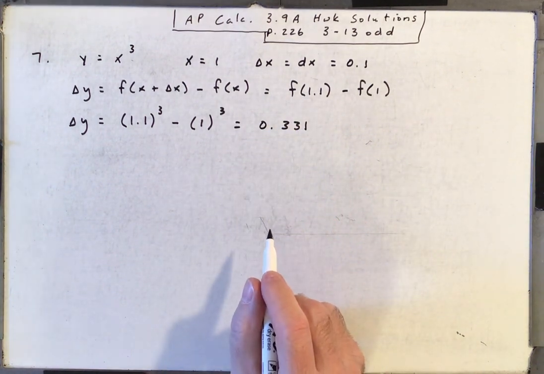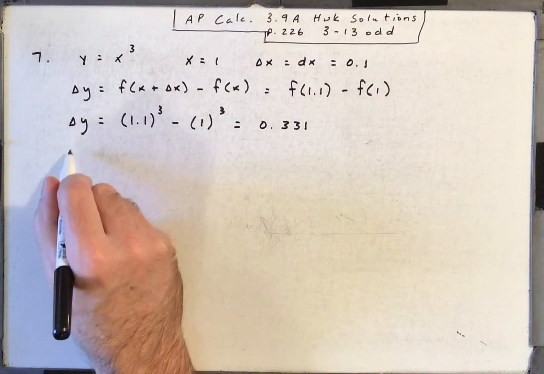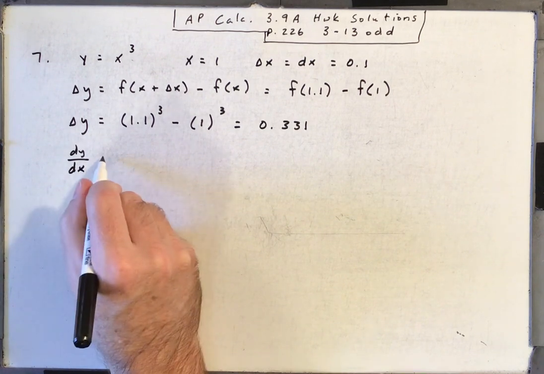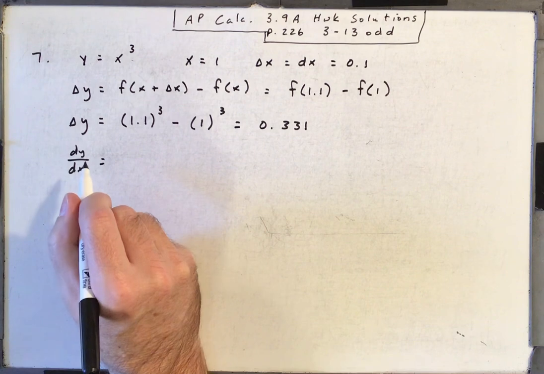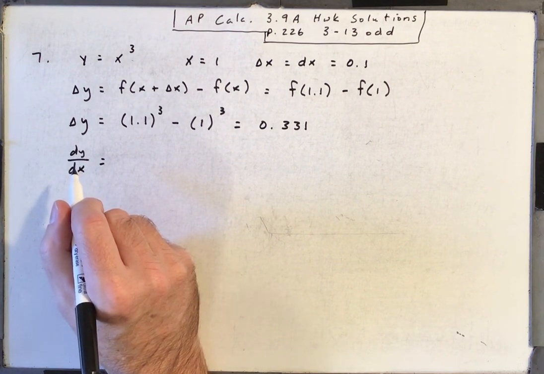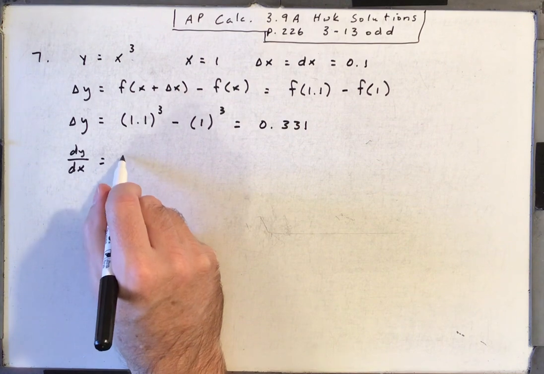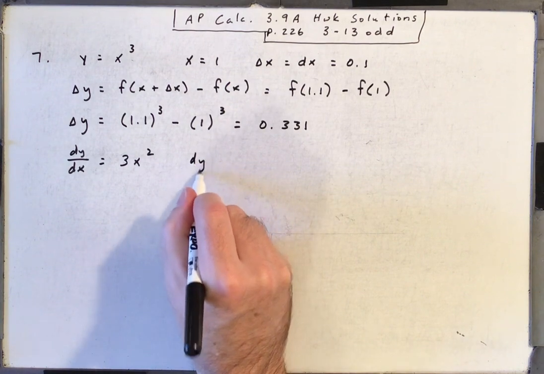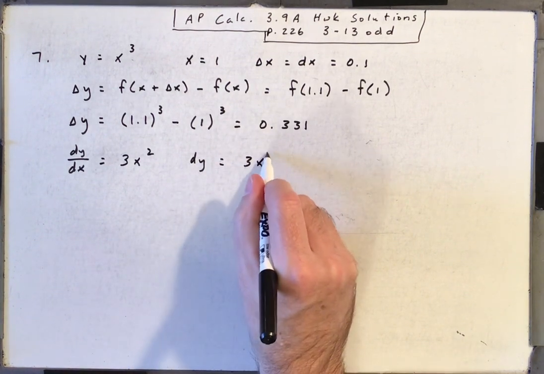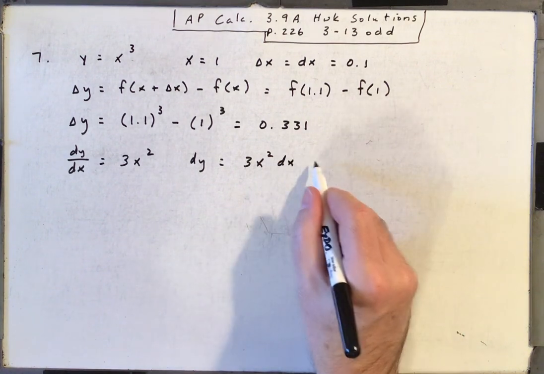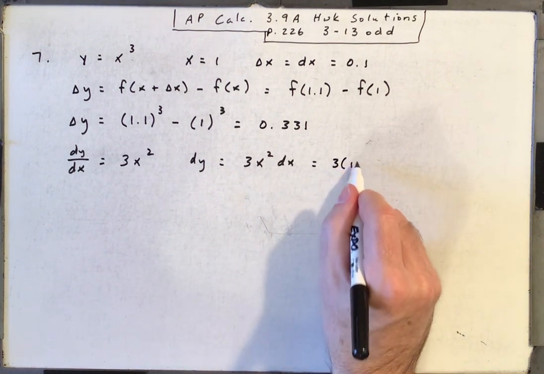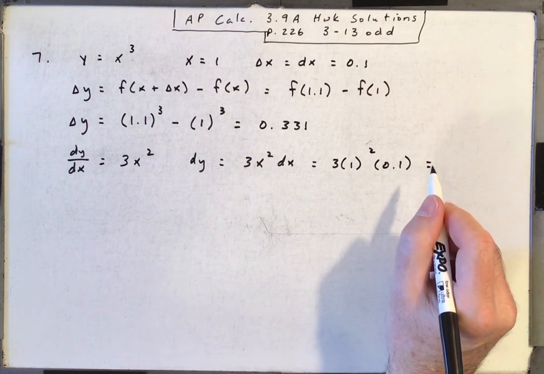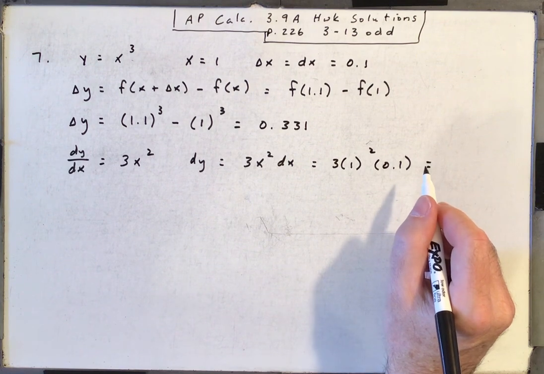Okay, so let's compare that to our differential. So our differential dy/dx is equal to 3x squared, right? The derivative of that, 3x squared. So dy is equal to 3x squared dx. So that's going to be 3 times 1 squared times 0.1 dx. All right, so that is 0.3.